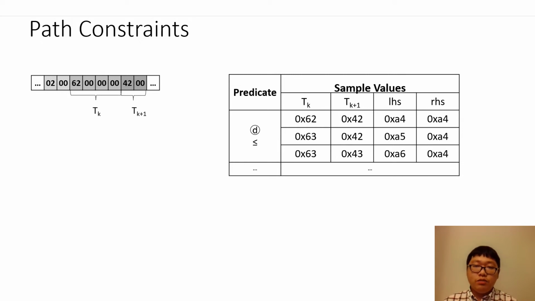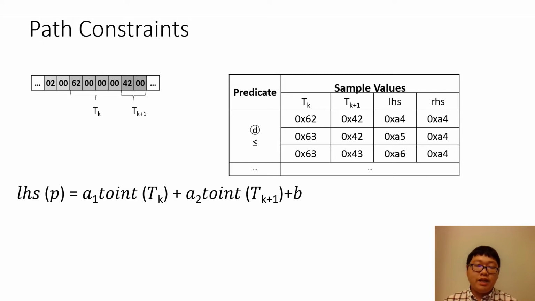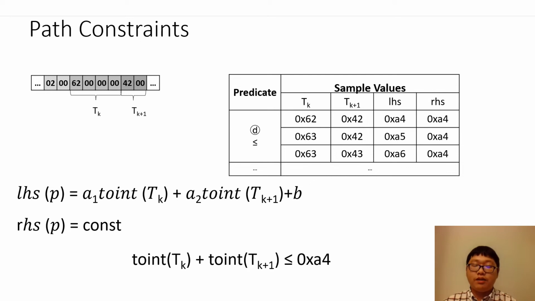We assume the expression of left-hand side and right-hand side are linear, and calculate the coefficient for each field. In this example, we can learn the left-hand side is affected by tk and tk plus 1. The expression of left-hand side is the value in tk plus the value in tk plus 1. The expression of the right-hand side is a constant, which is A4. Combining expression with the predicate operator collected from QEMU, we can determine the path constraint for predicate D.